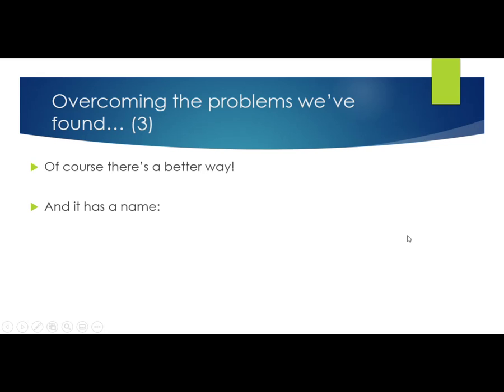There must be a better way for doing this, and of course there is, and it has a name, and it's called object relational mapping, and we'll look at that next.